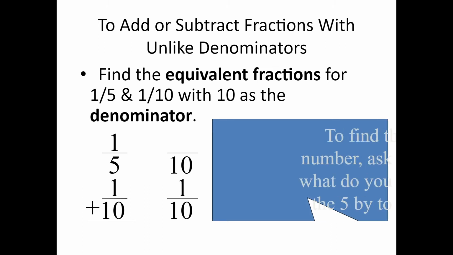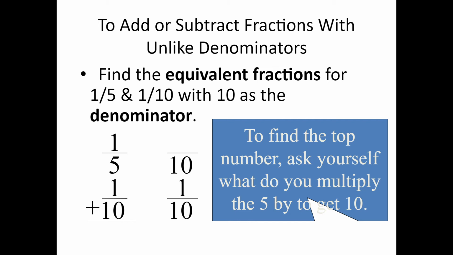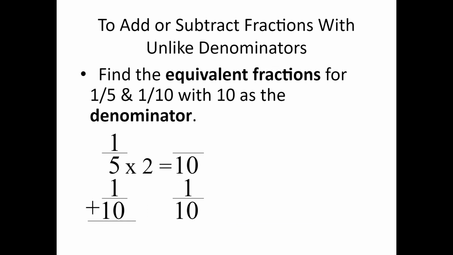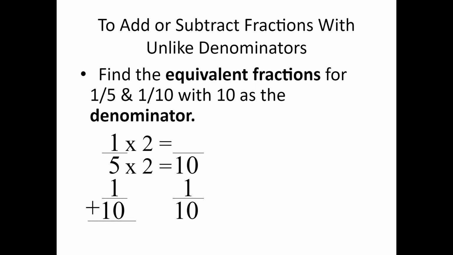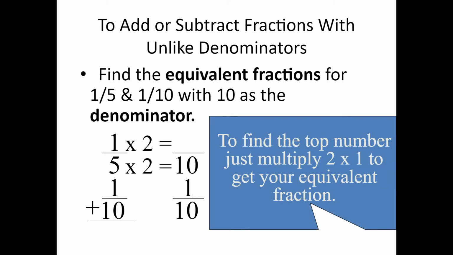Now, as far as 1/5 is concerned, to find the top number, ask yourself, what do you multiply the 5 by to get 10? 5 times 2 equals 10. That's right, 2. Since you are looking for the equivalent fraction, you know the top number must also be multiplied by 2. 1 times 2 equals 2. So now I have the 2 new fractions, 2/10 and 1/10.